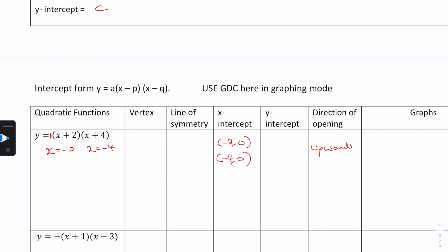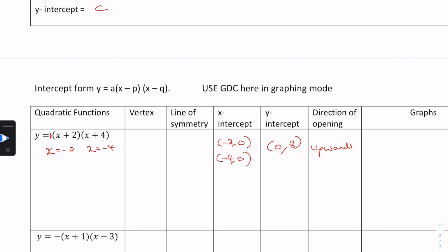How do I find the y-intercepts? Again, you have to times up the numbers. This 1 with 2 with 4. So it's literally a times this value minus p and minus q. So for us, it will be 1 times 2 times 4, which will be 8. So 0, 8, because it's the y-intercept.